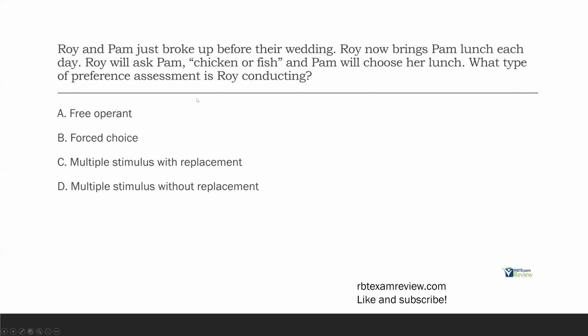Roy and Pam just broke up before their wedding. Roy now brings Pam lunch each day. Roy will ask Pam chicken or fish, and Pam will choose her lunch. What type of preference assessment is Roy conducting?